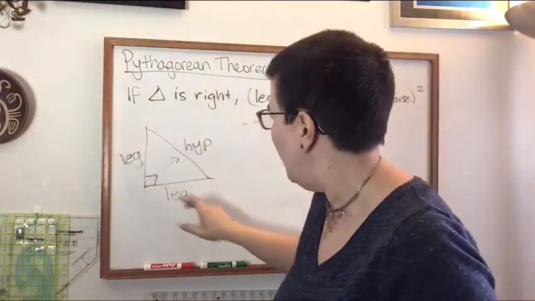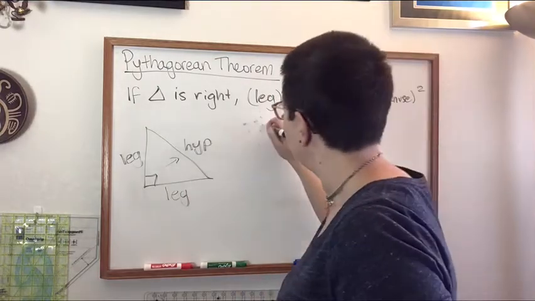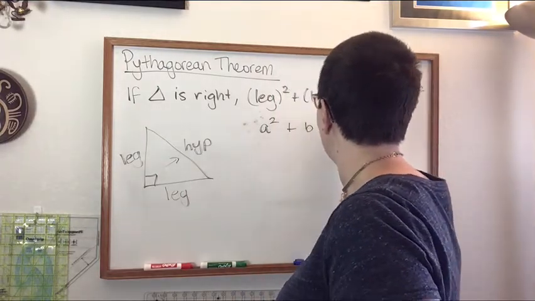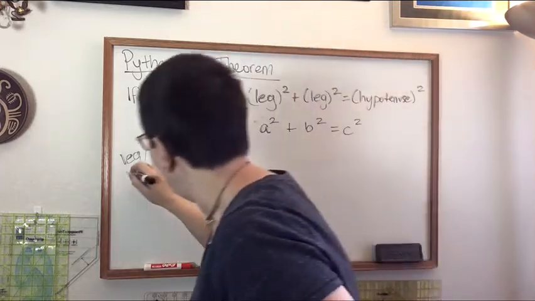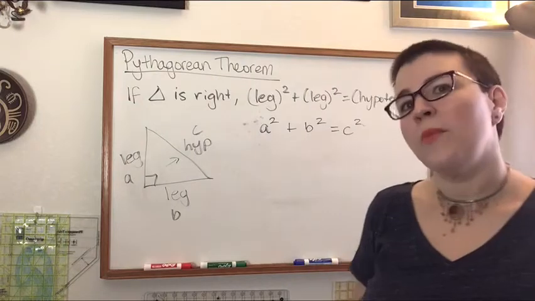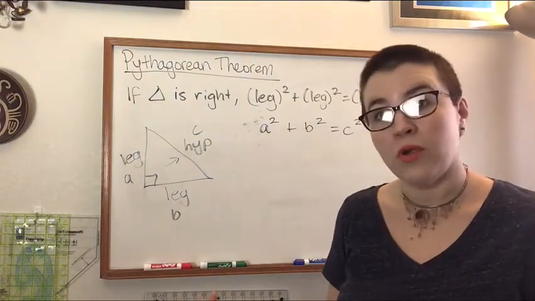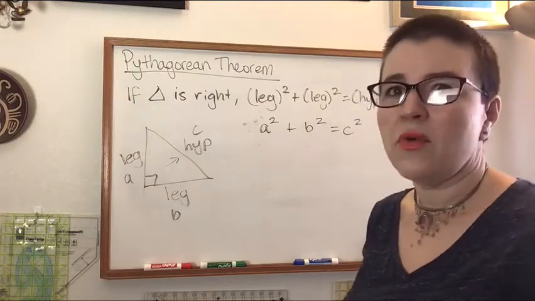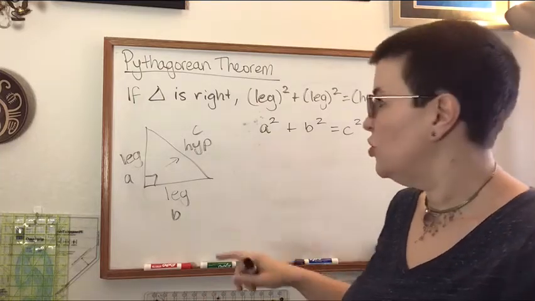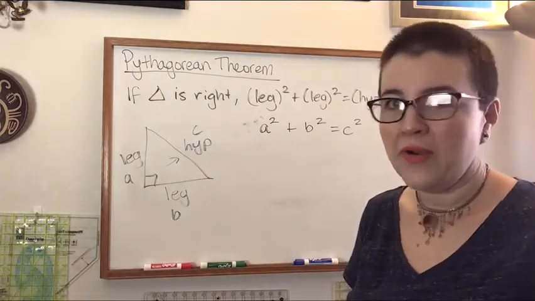A lot of people memorize it with the letters, so people will think of it as a squared plus b squared equals c squared, where c is the hypotenuse. The only problem with that is if you don't remember that c is the hypotenuse, then a squared plus b squared equals c squared will do nothing for you. So you just want to be careful with that. It's always that the two shorter sides, if you square them and then add them, equal the hypotenuse squared.